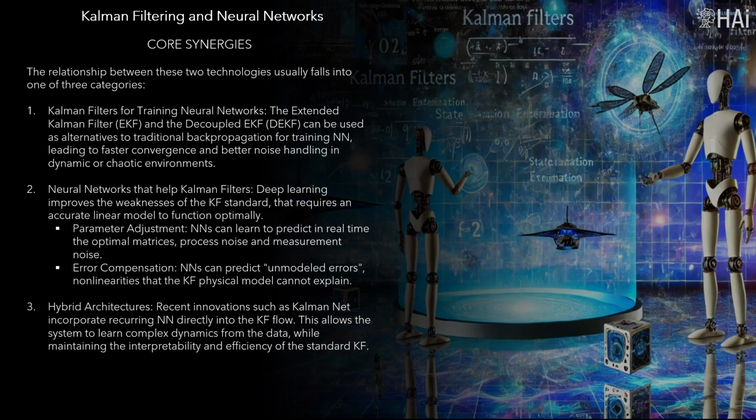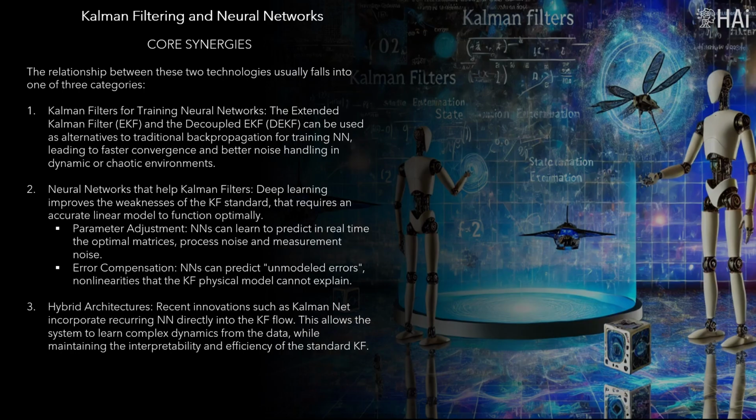Core synergies. The relationship between these two technologies usually falls into one of three categories. Kalman filters for training neural networks: the extended Kalman filter, EKF, and the decoupled EKF, DEKF, can be used as alternatives to traditional backpropagation for training NN, leading to faster convergence and better noise handling in dynamic and/or chaotic environments.